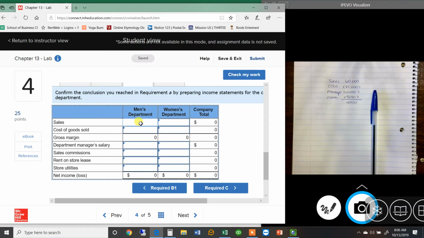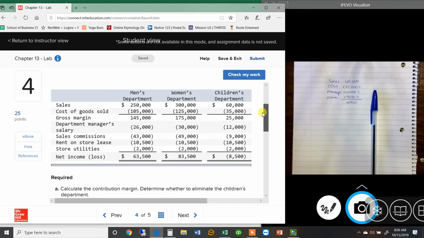So here, when I look at this, this is going to be $250,000. My costs are going to be negative $105,000. And then my department manager salary, that's not going to change either. So that's going to be negative $26,000. My sales commission is going to be negative $43,000. So far, this is identical to up top.